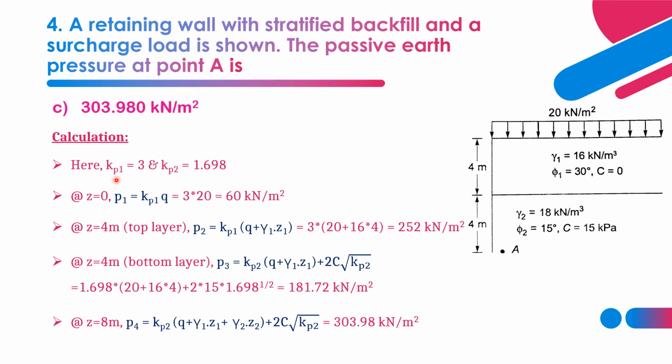So what is Kp? Kp is nothing but (1 plus sin phi) by (1 minus sin phi). So substitute phi value as 30° in this formula, and phi value 15° for the second layer, so that we can get answers like this. Kp1 is equal to 3 and Kp2 is equal to 1.698.